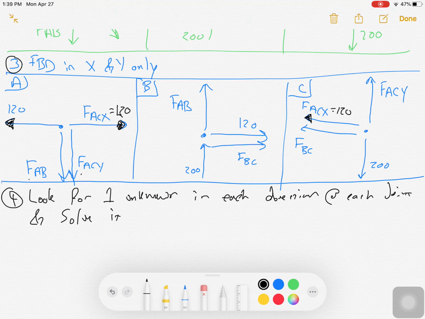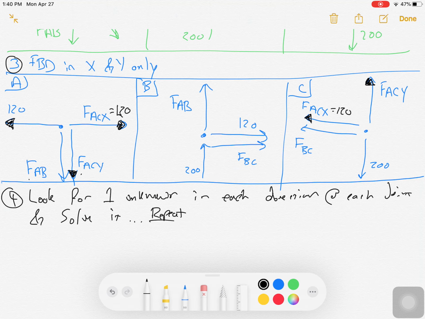Now this is force ACX is in tension. Since ACX is just part of force AC, we know that all of AC has to be in tension. So that also means that ACY is in tension. I like to darken in the arrowheads just to confirm that to myself. So ACY is in tension. All right?